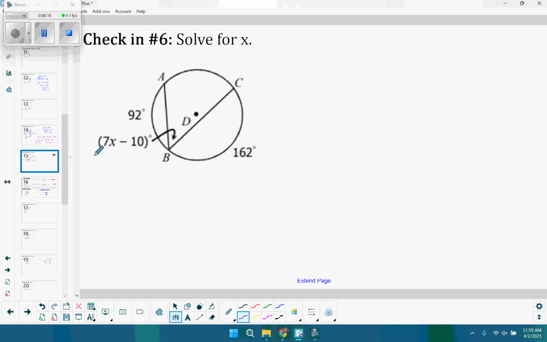There's a check-in here for you to try. This is a little bit different. When you solve for the arc on this one, it will still have a variable in it, and that's okay. Or you can find out what this arc should have been first and then just set it up. That's probably the better way to go. You can pause. Answers are posted on Google Classroom.